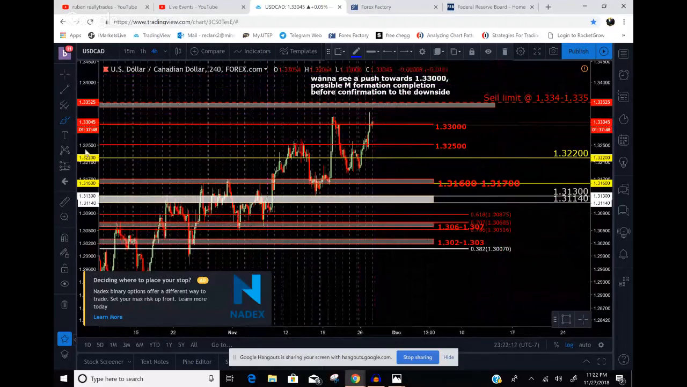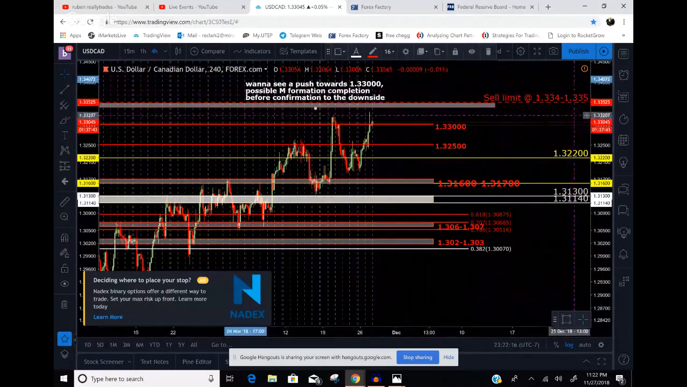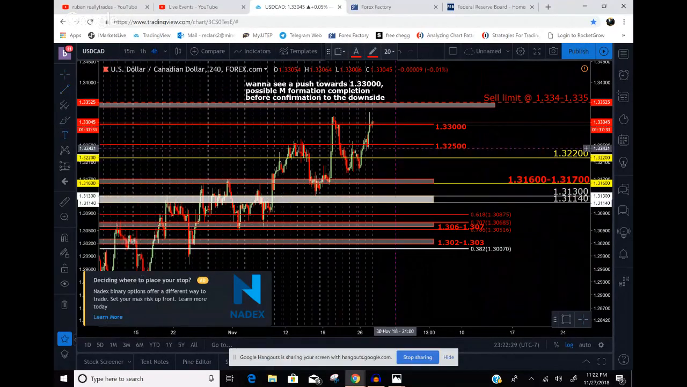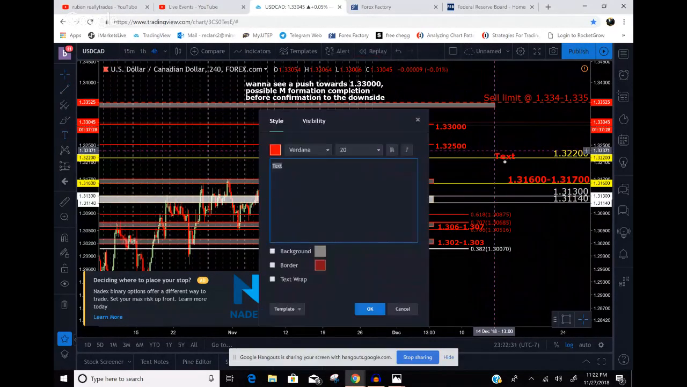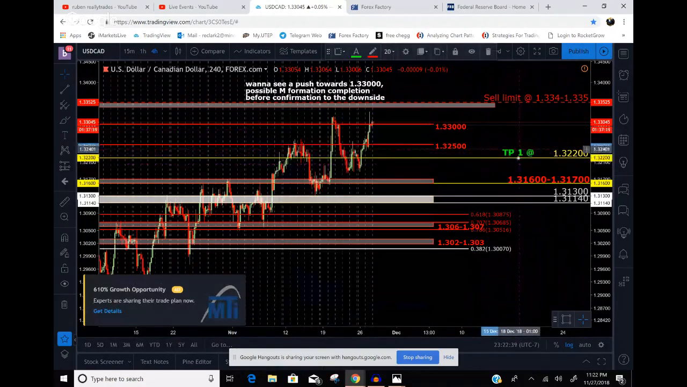So this is a trade that I have for UCAD, right? Something like this, 1.334, 335. Now TPs is going to be over here. So I'll just write this like this in green. TP1 at, and then it's just going to be my key level is going to be the first TP. So boom, we got this one.